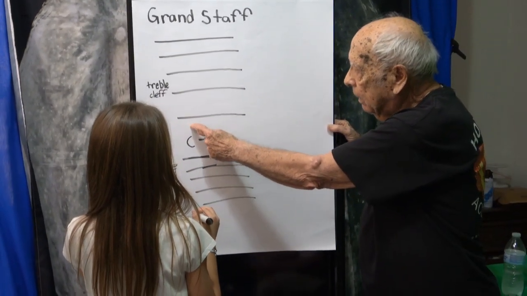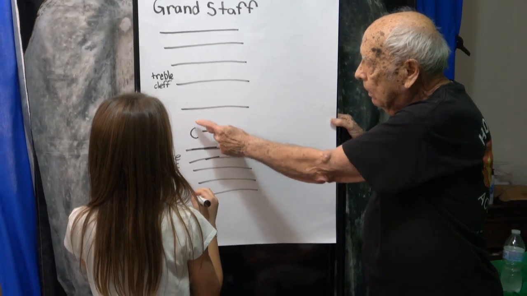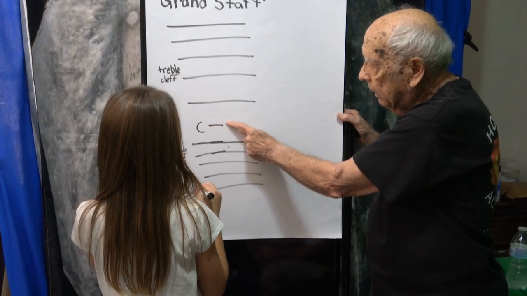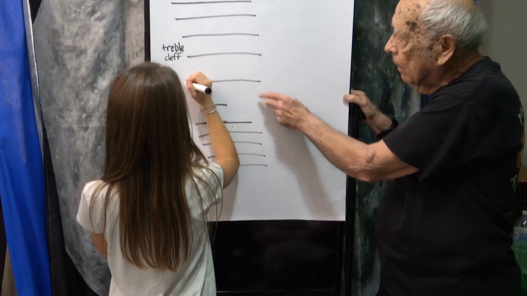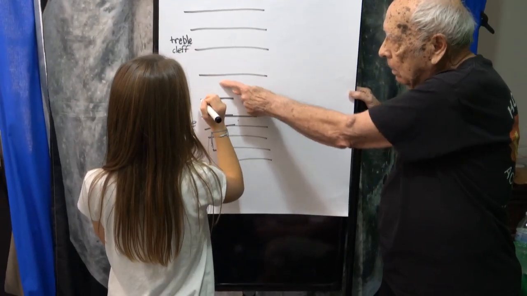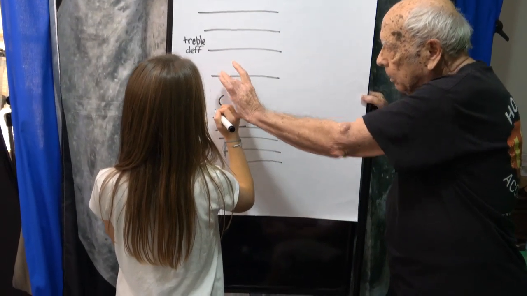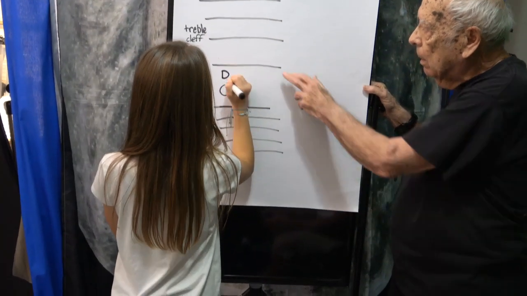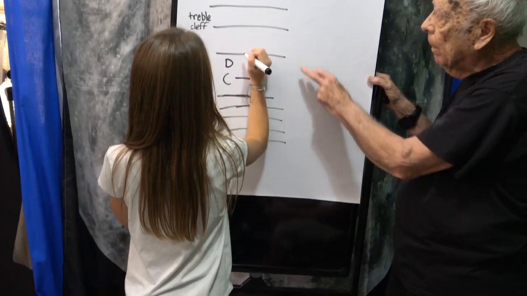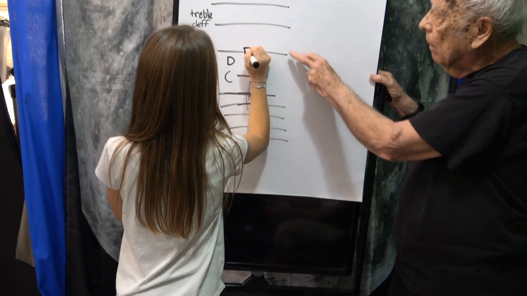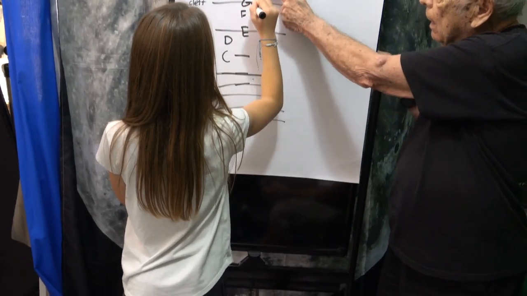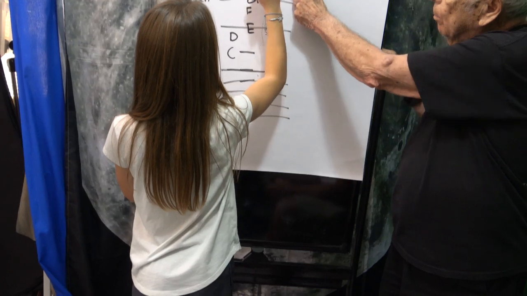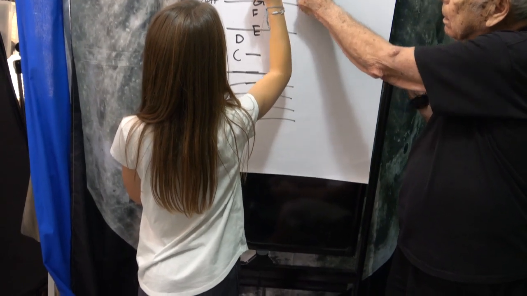C, D, E. That's C on a line, then a space is D. D, no space. You got a space here. This is a space. D. E. He's on the line. F. That's the G. G's on. A. B. C.